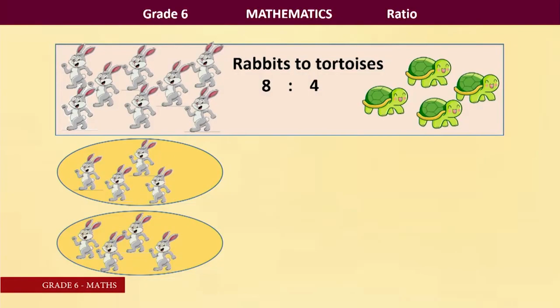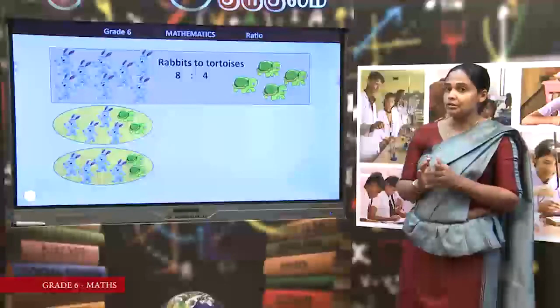Now what happened for the tortoises? We should divide them into 2 groups equally. Then let's do it. 2 tortoises are in one group, then the others are in the other group. Now there are equal numbers of rabbits and tortoises. But can't we divide them into another number of groups? But don't forget, the number of rabbits and the number of tortoises should be the same in each group.